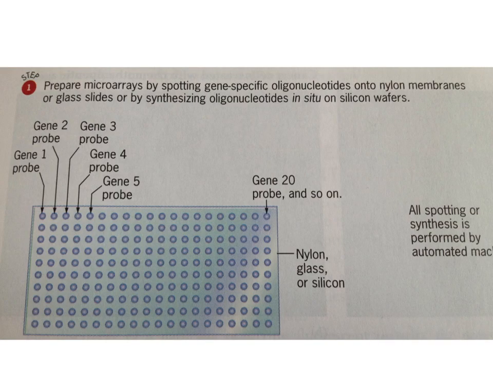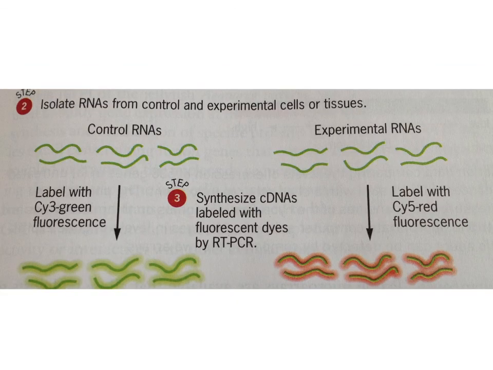These are the steps that it shows you in the book. One, you prepare the microarray by spotting the gene-specific oligonucleotides to each of these different wells. So here, gene probe 1, 2, 3, 4, 5, et cetera, and you affix it to this microarray tray or chip. Okay, we do that. Next thing, you isolate mRNA.